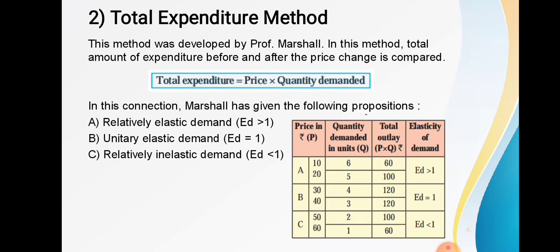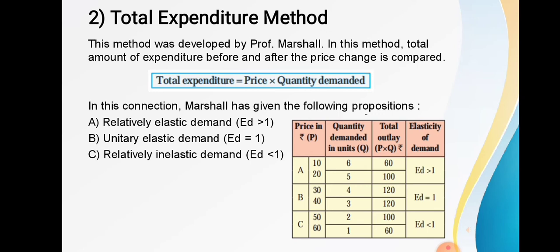See, in this table there are 4 columns. The first column indicates the price, the second column indicates the quantity demanded, the third column indicates the total outlay and the fourth column is the elasticity of demand. Let us check the first one, case A, when the price is 10 and the quantity demanded is 6 kg.